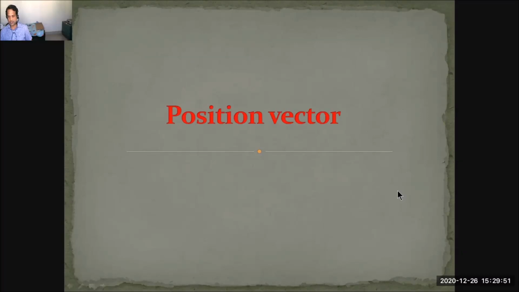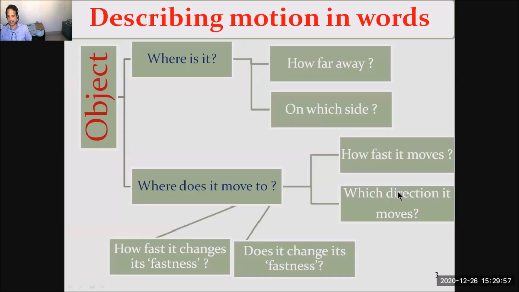Hello everyone. In this video, we are going to draw a position vector and visualize it. In the last two videos, we have seen description of motion in words. It consisted of two aspects: where is the object and where did it move to? And we have seen for where is it, there were two kinds of information: how far is it from a given reference point and on which side of the reference it is.